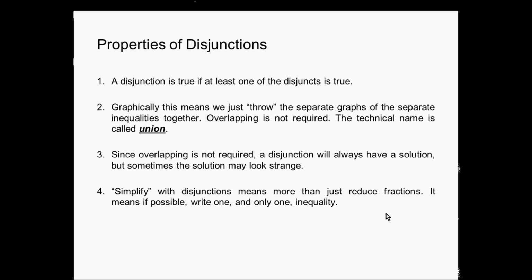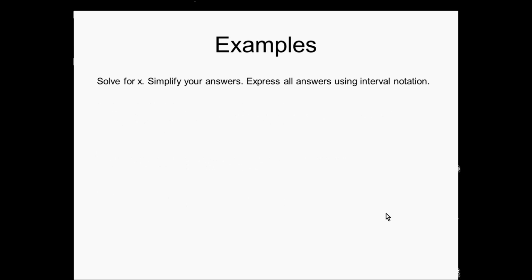Now in our examples, we're going to have the same 4 types of examples and see what happens with the word or. Students sometimes say that the ors are the opposites of the ands. That's not quite true. So, some examples. Solve for x, simplify your answers, express all answers using interval notation. Now, for the eagle eyes among you, you'll probably notice I've left out the sentence, do not use mixed numbers or decimals.